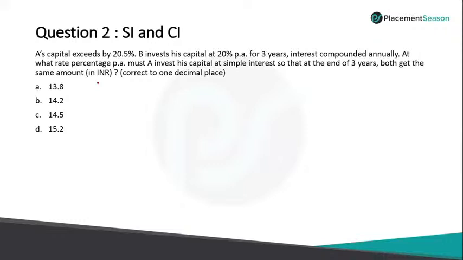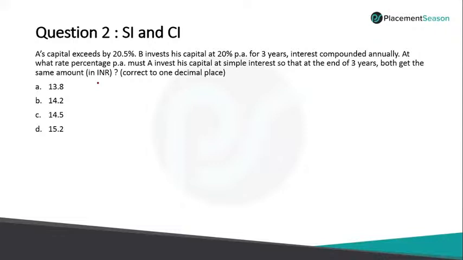A's capital exceeds B's by 20.5%. B invests his capital at 20% per annum for 3 years, interest compounded annually, under compound interest.